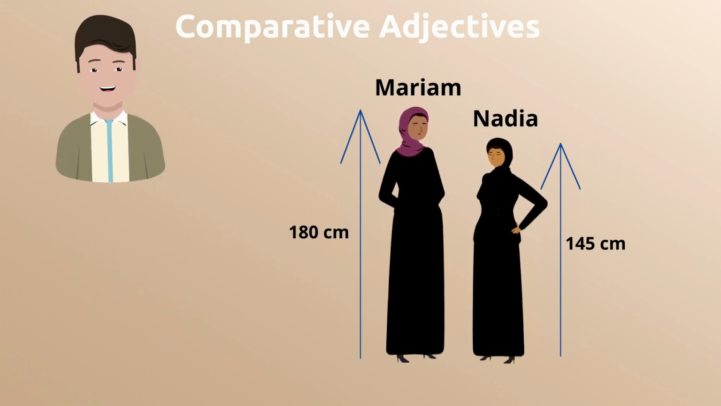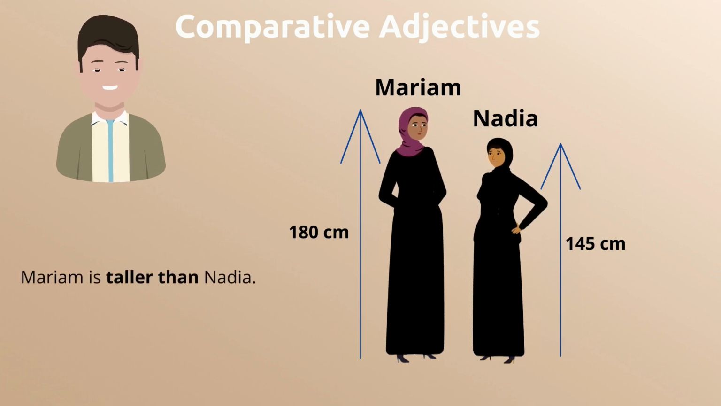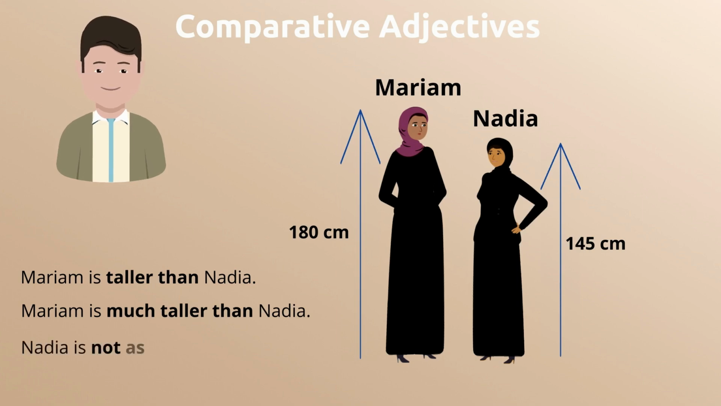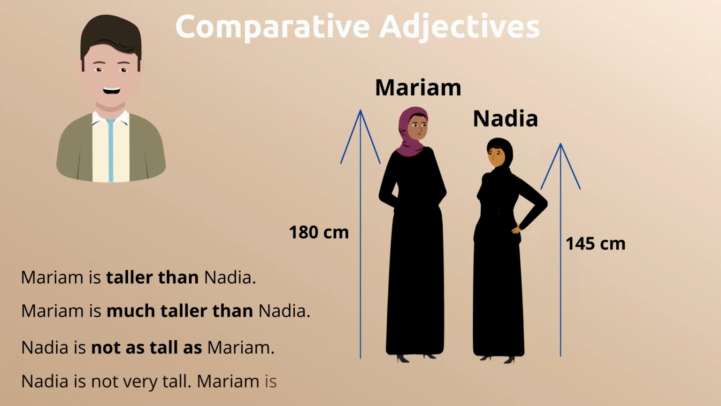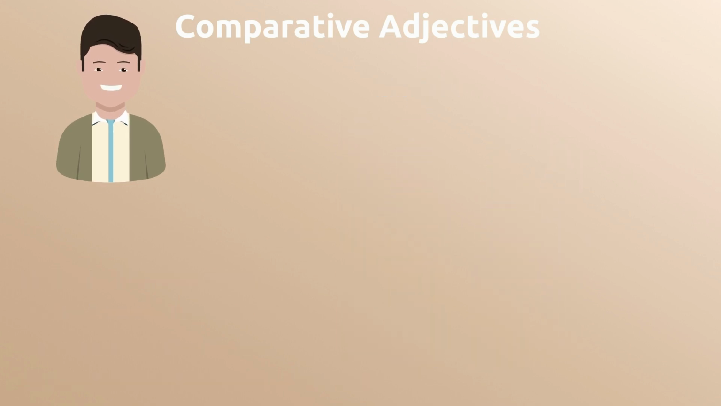For the images below, we can say, Mariam is taller than Nadia. Mariam is much taller than Nadia. Nadia is not as tall as Mariam. Nadia is not very tall. Mariam is much taller. Let's look at two more things to compare.